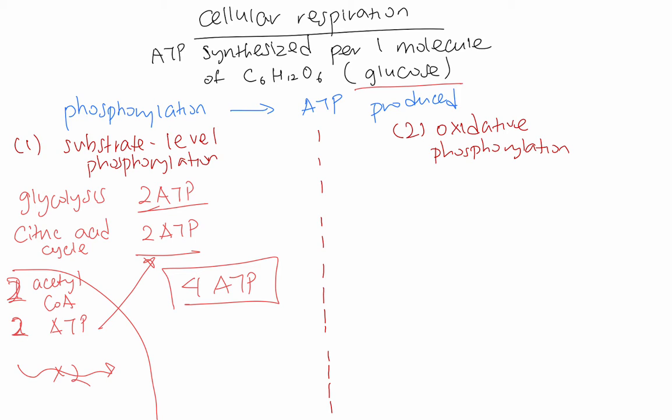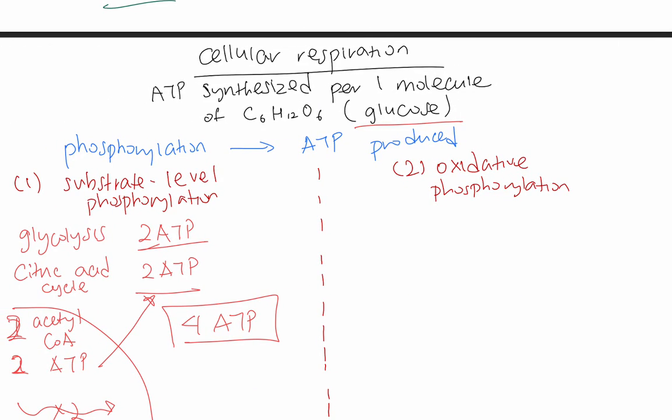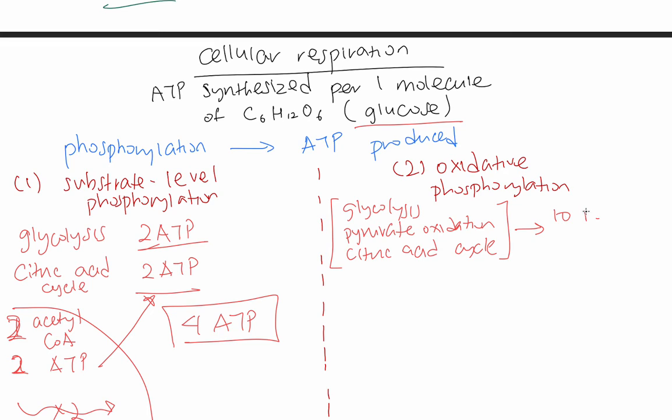Now, when it comes to oxidative phosphorylation, you'll remember that before we even talk about ATP, from glycolysis, pyruvate oxidation, and the citric acid cycle, which are the first 3 steps of cellular respiration, we produced 10 NADH and 2 FADH2.